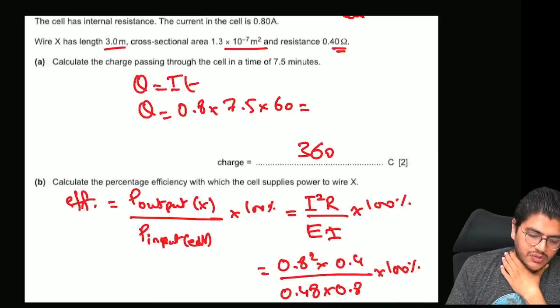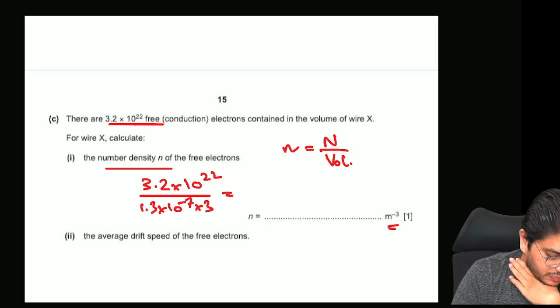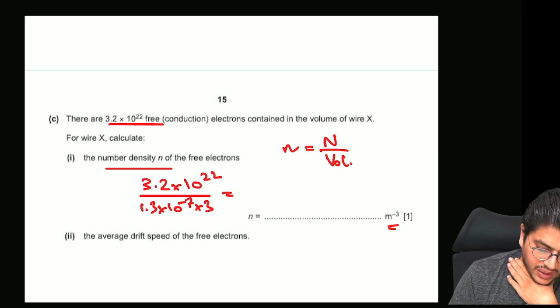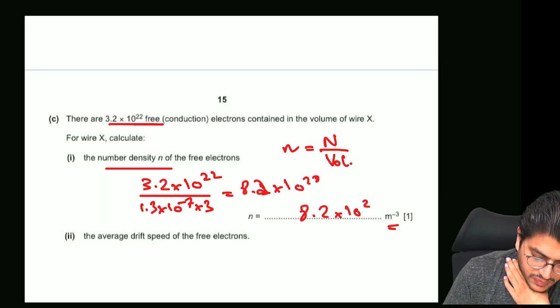So 1.3 into 10 to the minus 7 into 3. And 3.2 into 10 to the power 22 divided by the answer. And your answer is going to be 8.25 or 8.2 into 10 raised to the power 28. 8.2 into 10 to the power 28.